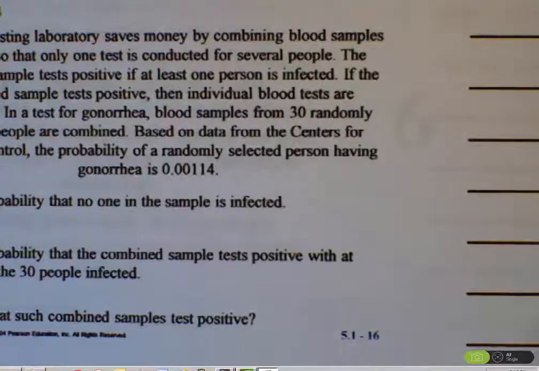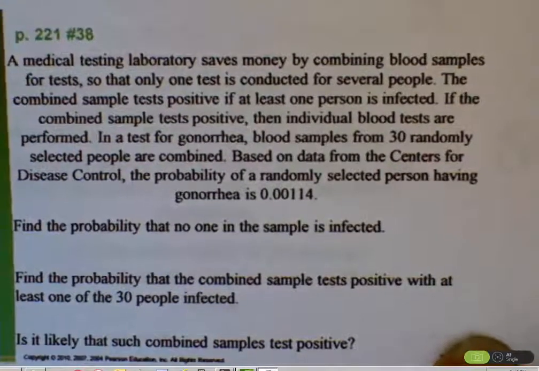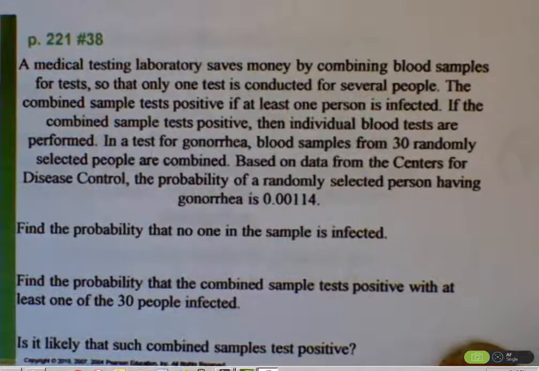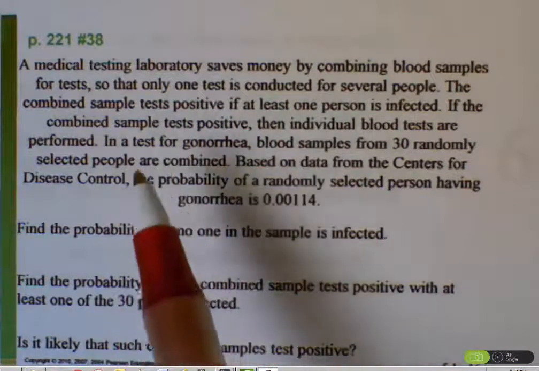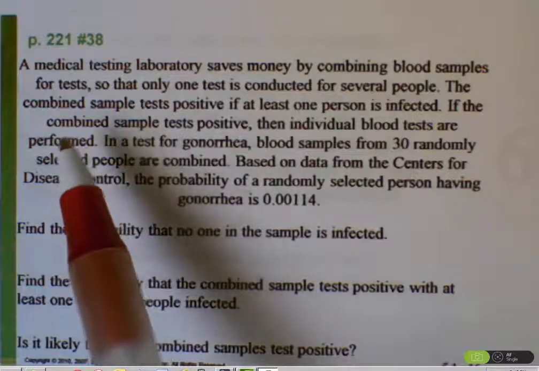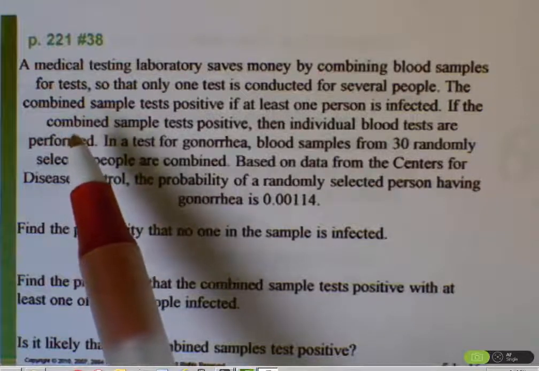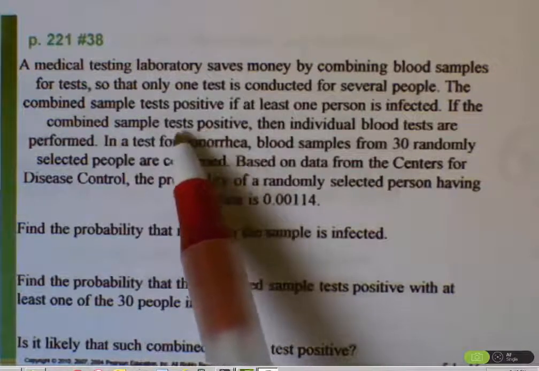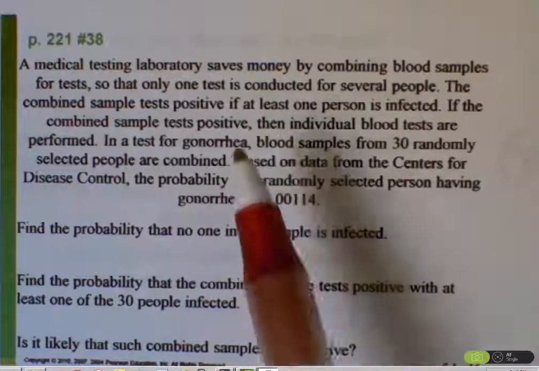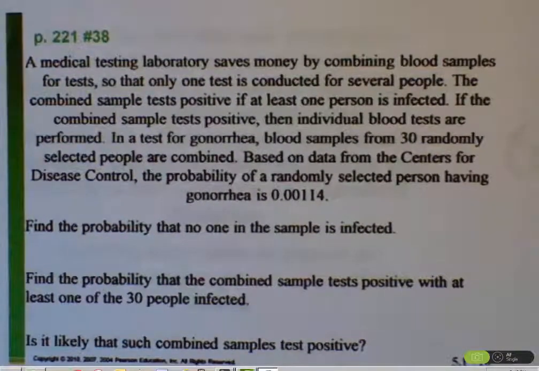All right, one more problem involving finding probability. A medical testing laboratory saves money by combining blood samples for test so that only one test is conducted for several people. The combined sample tests positive if at least one person is infected. If the combined sample tests positive, then you have to go back and do individual tests. But medical laboratories save a lot of money with batch testing for diseases that are fairly rare.